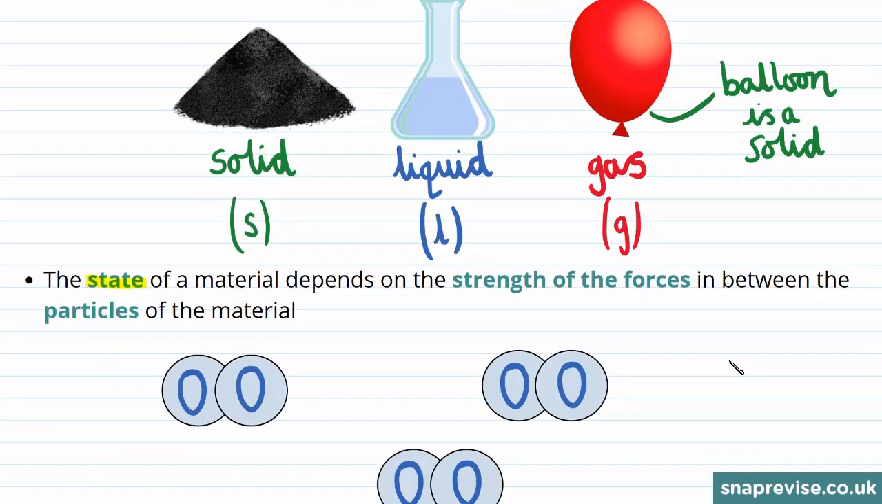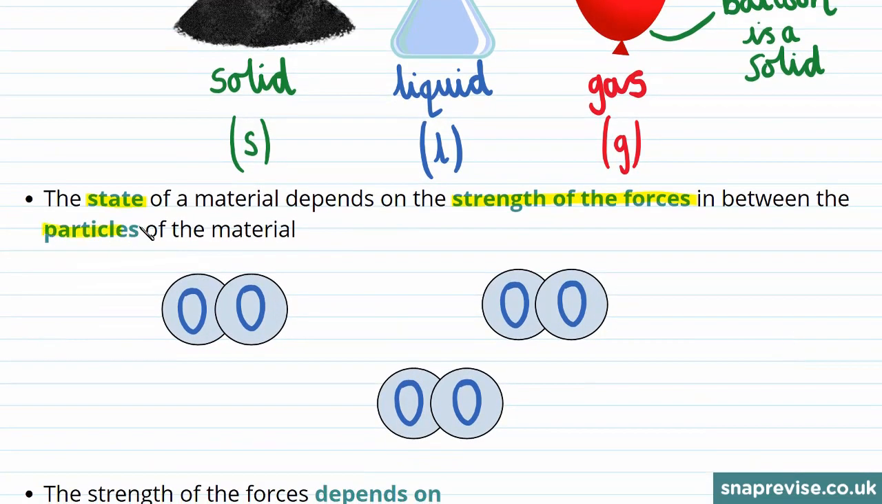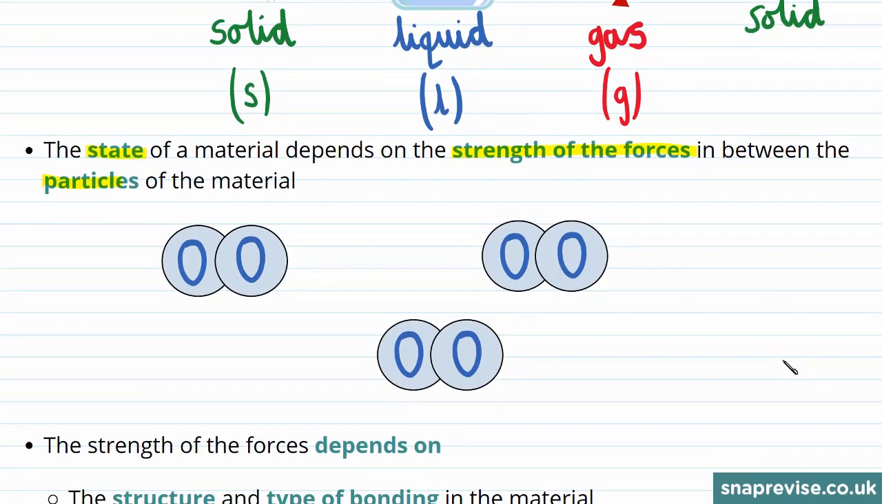The state that any substance is in is going to depend on the strength of the forces in between the particles that make up that material. For example, if we consider oxygen, we know that oxygen exists as a diatomic O2 molecule. This O2 molecule is made up of two oxygen atoms joined together by a strong covalent bond.